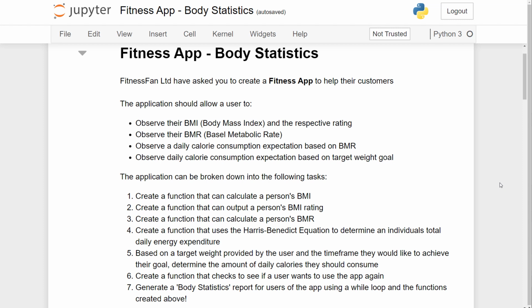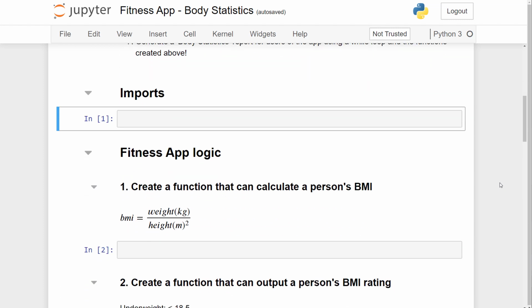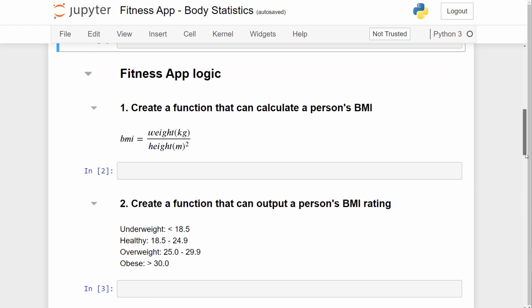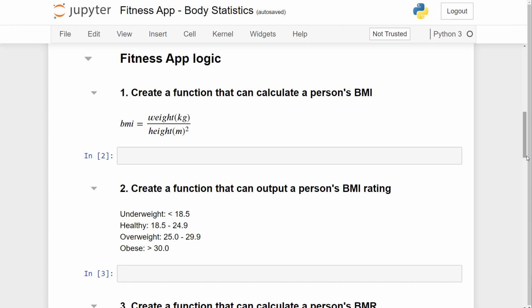Now, there are likely to be a few things in this list of requirements that are confusing. But I've broken the application down into smaller tasks, and I'm going to walk you through where I've got the information in order to tackle this problem.